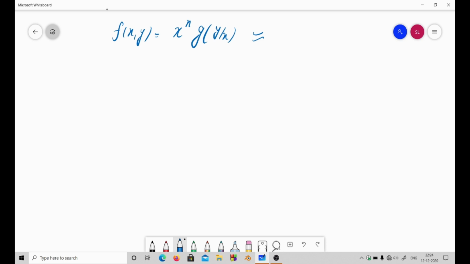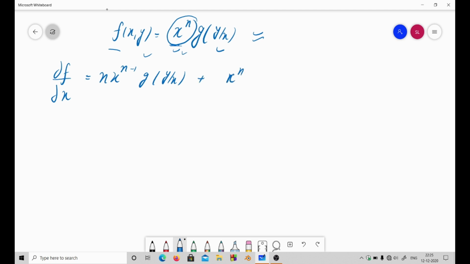Now take the partial derivative of both sides with respect to x and then y. When we take the partial derivative of the function with respect to x, both factors carry x, so we use the product rule. For the first one, the power comes down and reduces by one, with the second function as it is, plus the first function as it is times the derivative of the second one. The inner function is y by x, whose derivative with respect to x is minus y by x square. This is our derivative with respect to x.